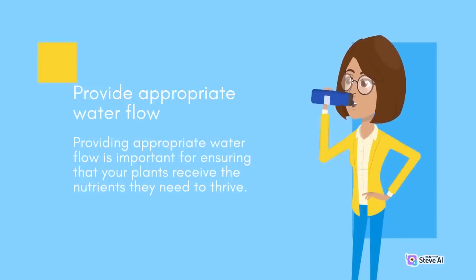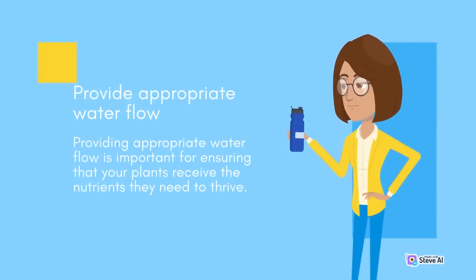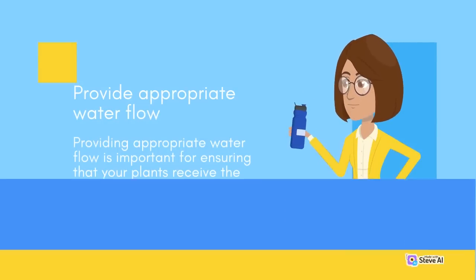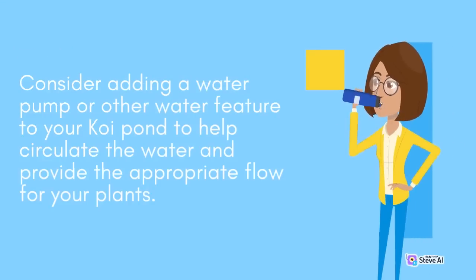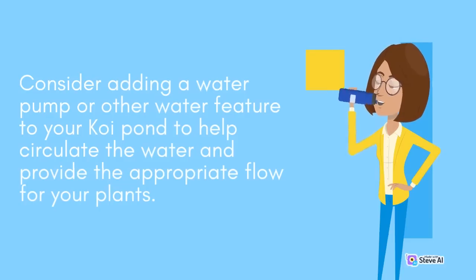Provide appropriate water flow. Providing appropriate water flow is important for ensuring that your plants receive the nutrients they need to thrive. Consider adding a water pump or other water feature to your koi pond to help circulate the water and provide the appropriate flow for your plants.